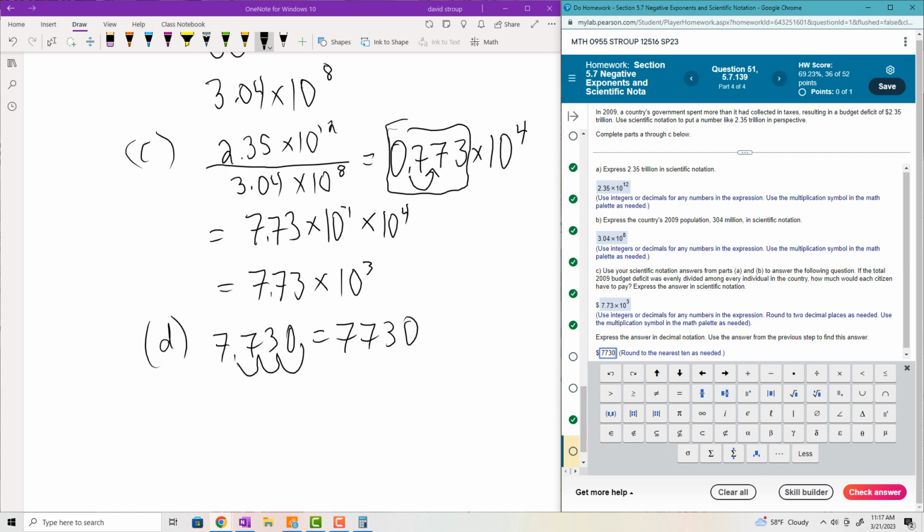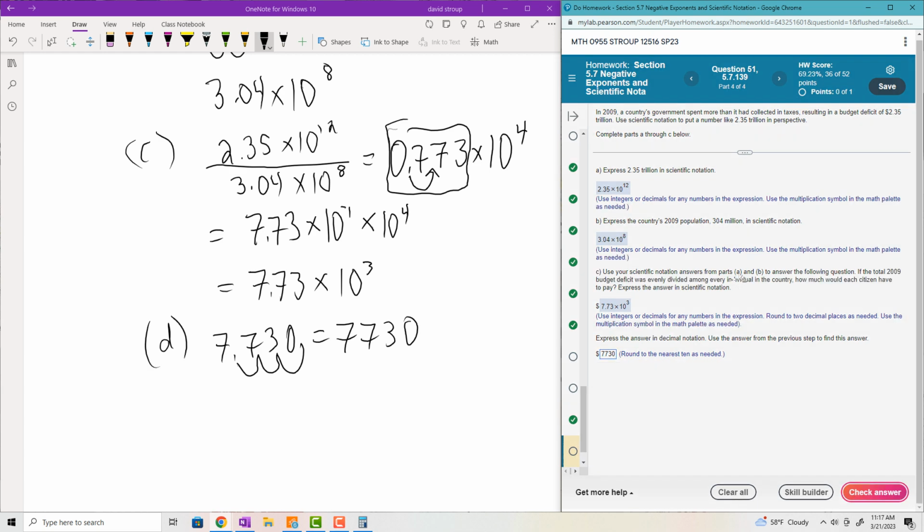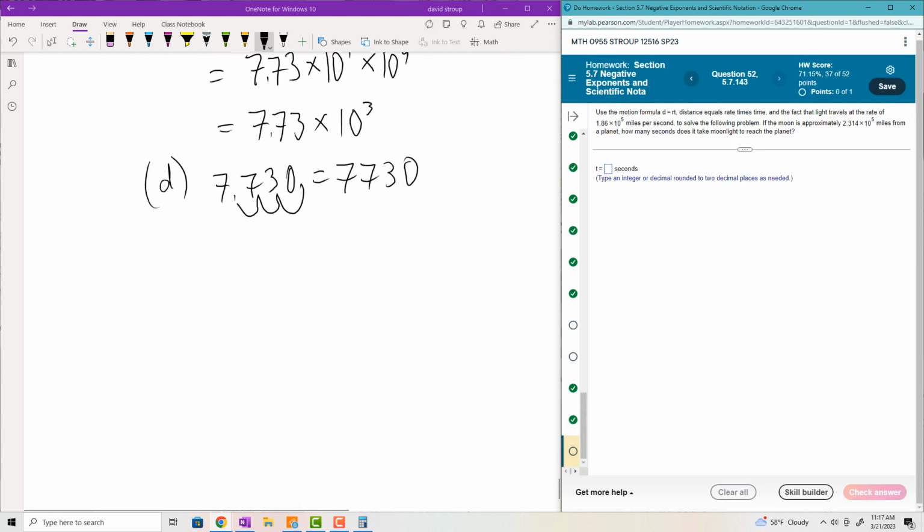But I don't know anything about economics. Check answer. Nice work. And so here we have kind of a physics type problem dealing with the planets. So the motion formula is d equals r times t, distance equals rate times time. Light travels at 1.86 times 10 to the fifth miles per second.